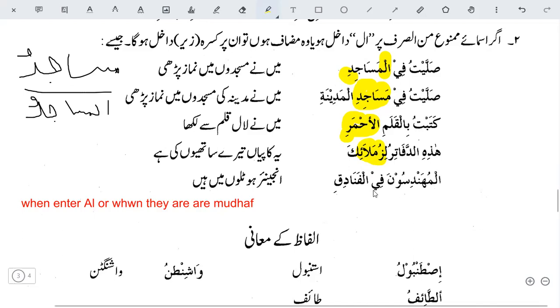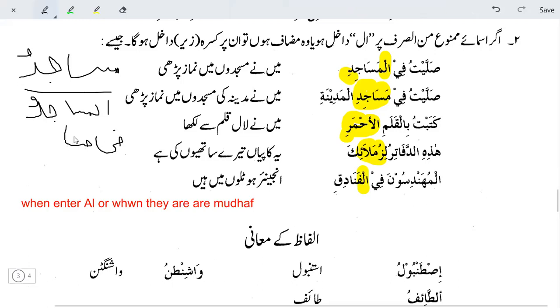Al muhandisuna fil fanadiki. Fanadiku. This is fanadiku, mamnu min as-sarf. But we have entered alif lam, that's why it can be majrur. Fil fanadiki. If it is fanadiku, fi fanadika.